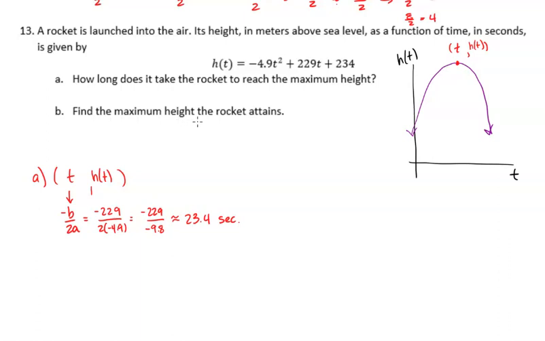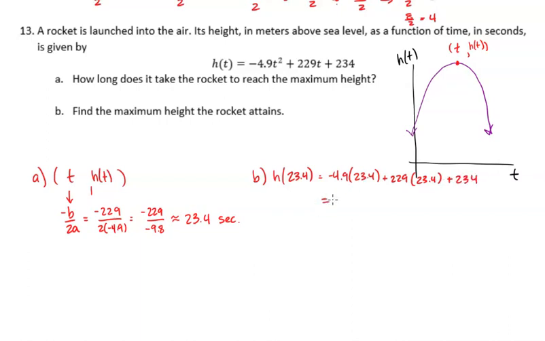Then it says find the maximum height the rocket attains. So that would be the second part of this coordinate for the vertex, right? The x version, or the first part of that coordinate, is the time it takes for the rocket to get up there. The second part is the actual height at that time, which is what we're trying to find. So for part B, all we do is find out what the height at 23.4 seconds is. So we're going to do negative 4.9 times 23.4 squared plus 229 times 23.4 plus 234.